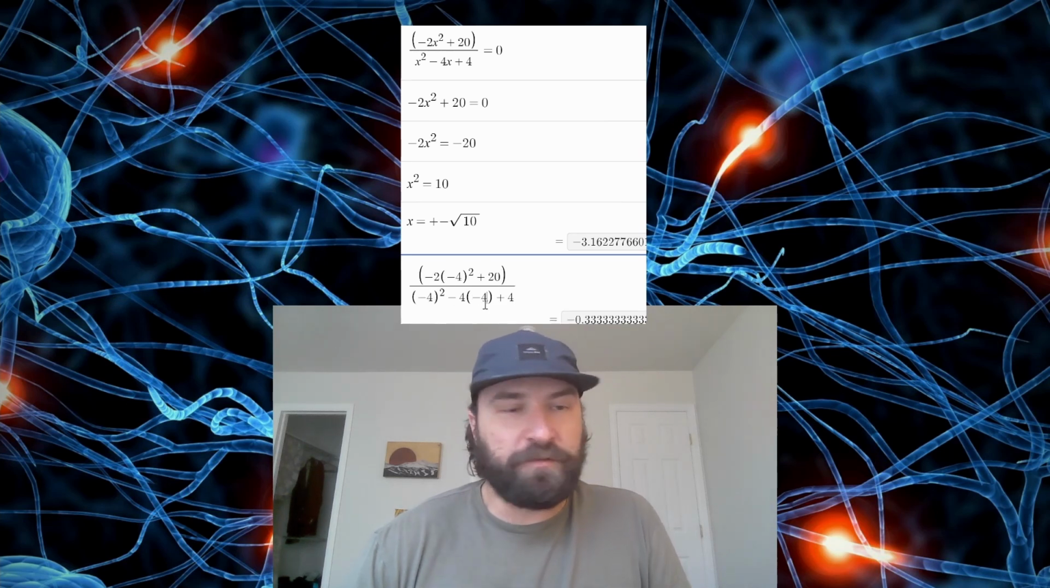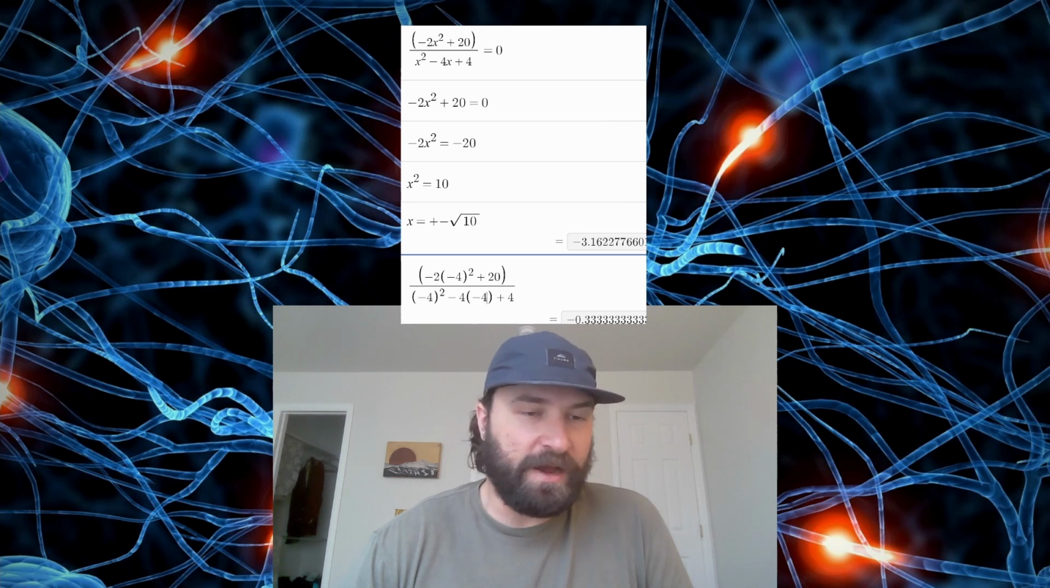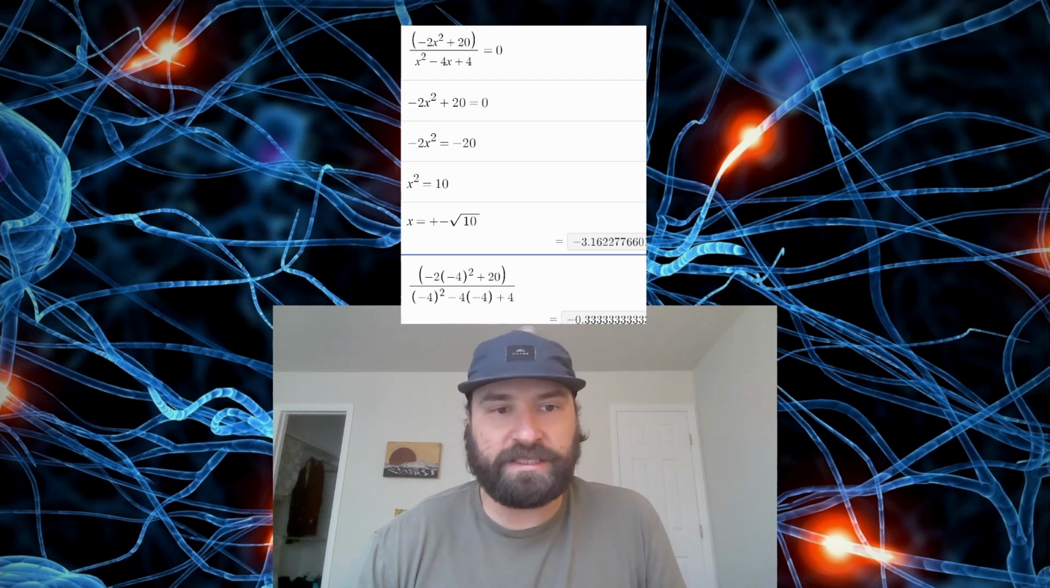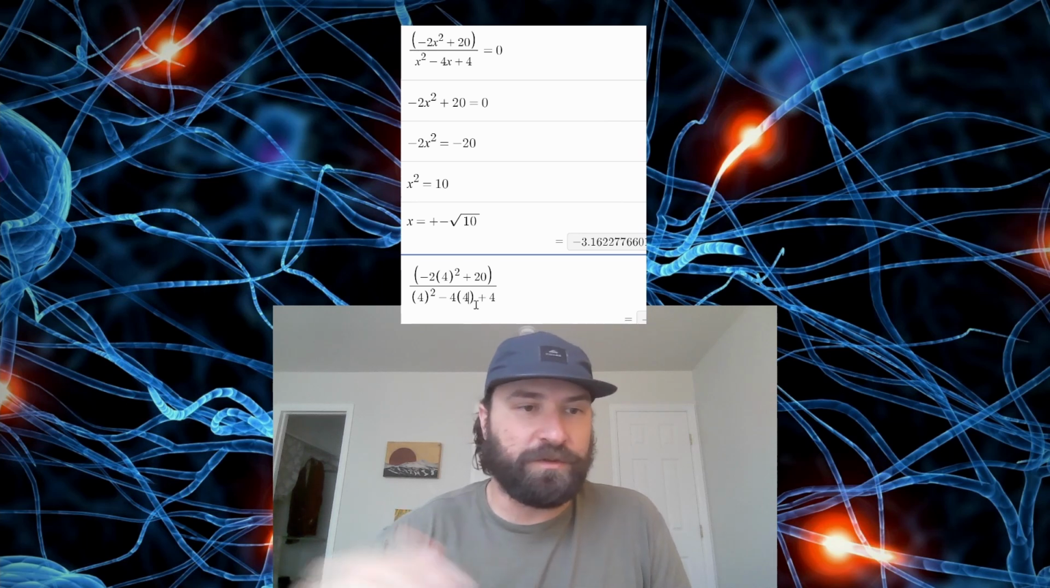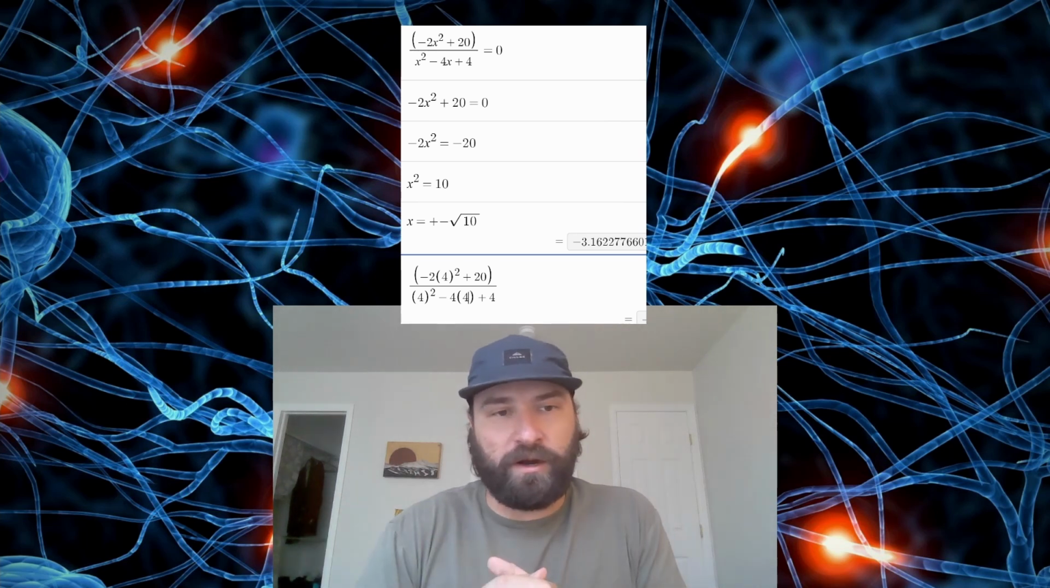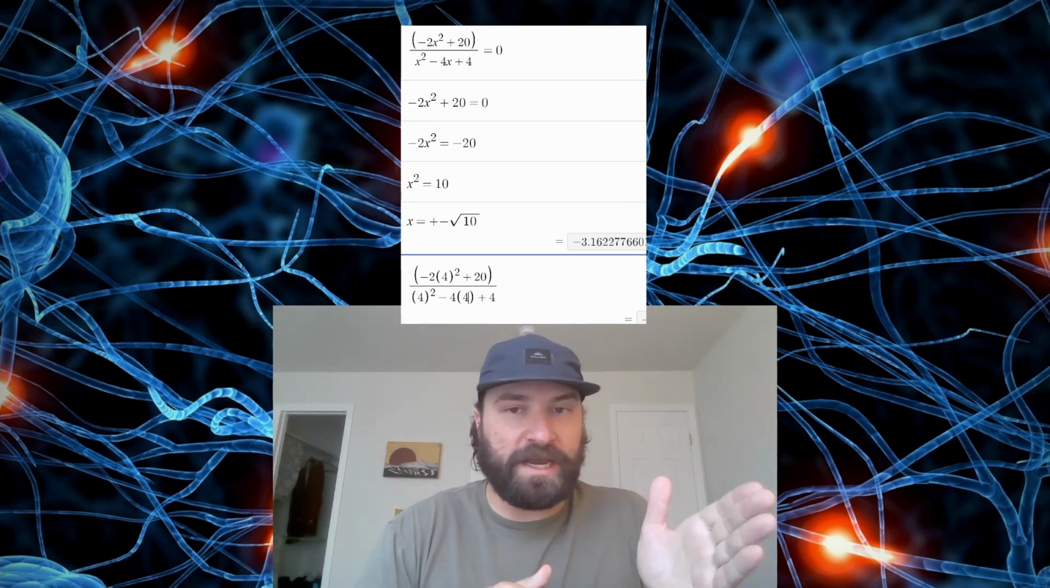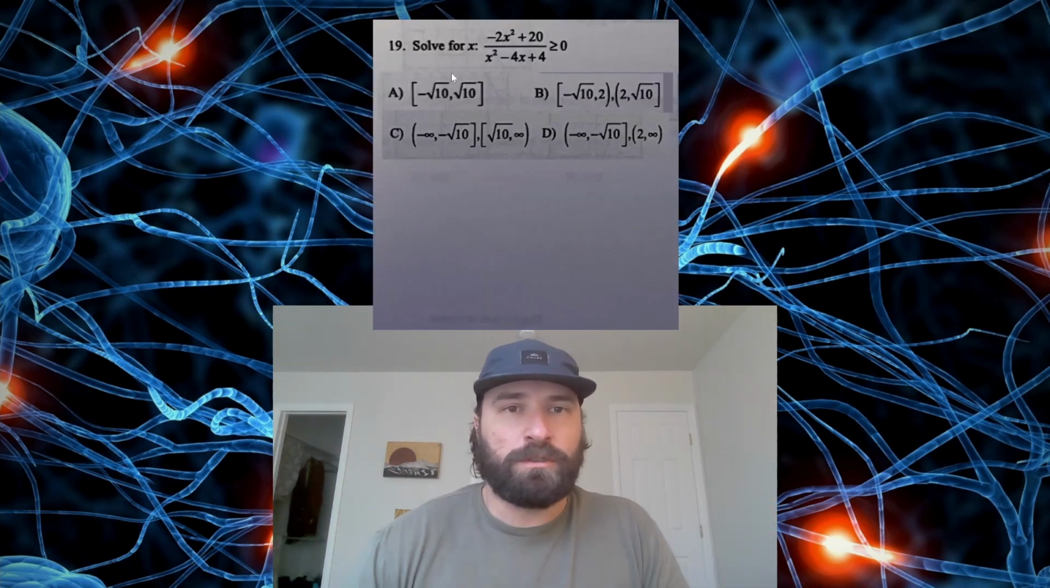If I plug in negative 4, which is less than negative square root of 10, I get a negative value, so it's below the x-axis, below negative square root of 10. And if I plug in positive 4, which is to the right of the square root of 10, I get negative 3, which is also a negative value. So our only region where this graph is positive is between negative square root of 10 and positive square root of 10. So our answer is A.